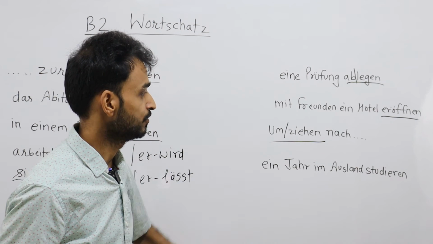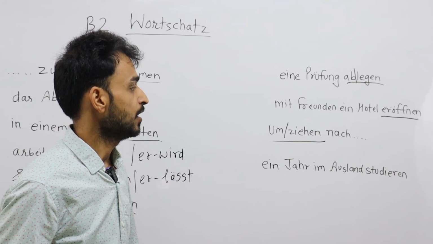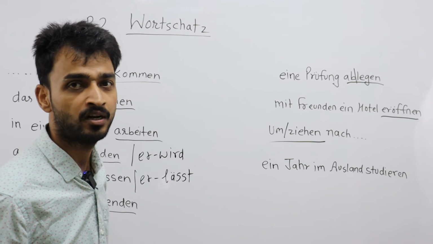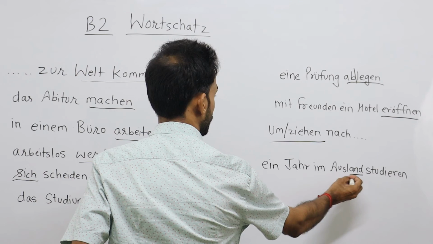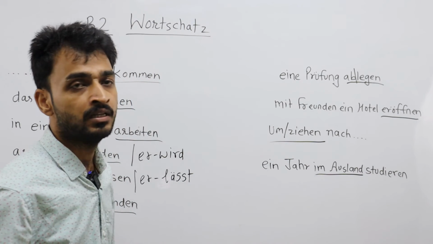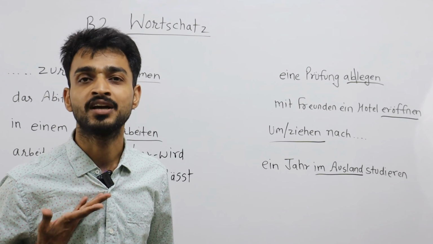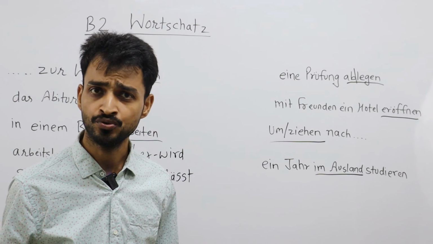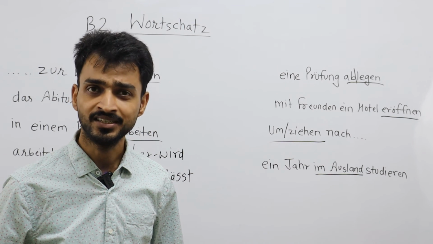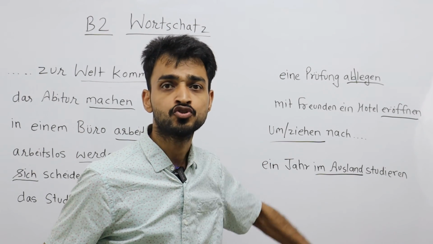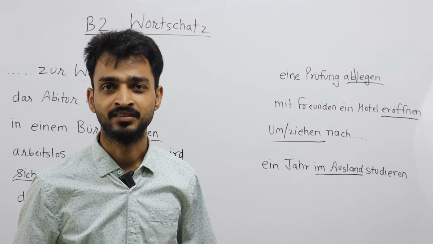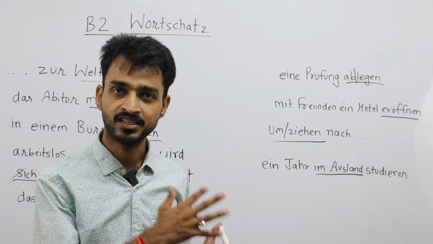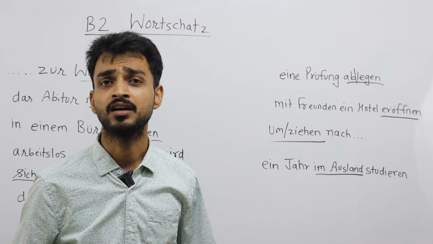And the last vocab is ein Jahr im Ausland studieren. Ausland means foreign, abroad. To study one year in foreign, abroad. Ich möchte ein Jahr im Ausland studieren. Mein Freund hat schon ein Jahr im Ausland studiert. Studiert, perfect, studiert without ge. Okay, my friend has studied. He has already studied one year abroad.